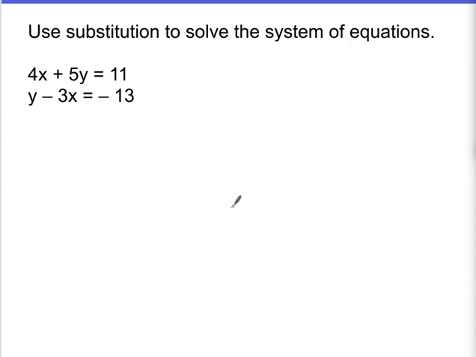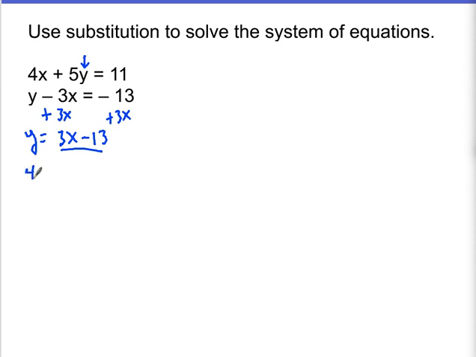All right, one more example. We're in the home stretch now. Again, I don't start off by having any variables by themselves, but y is a lone y right here. I can make a substitution very easily just by getting y by itself. So add 3x. That would be y equals 3x minus 13. So now I know that y is 3x minus 13. I can substitute into that equation for y right there.